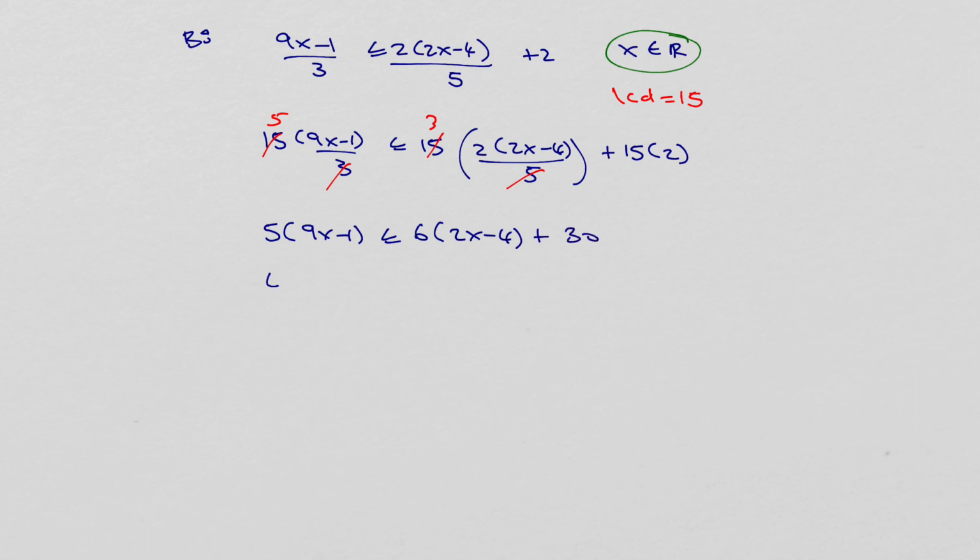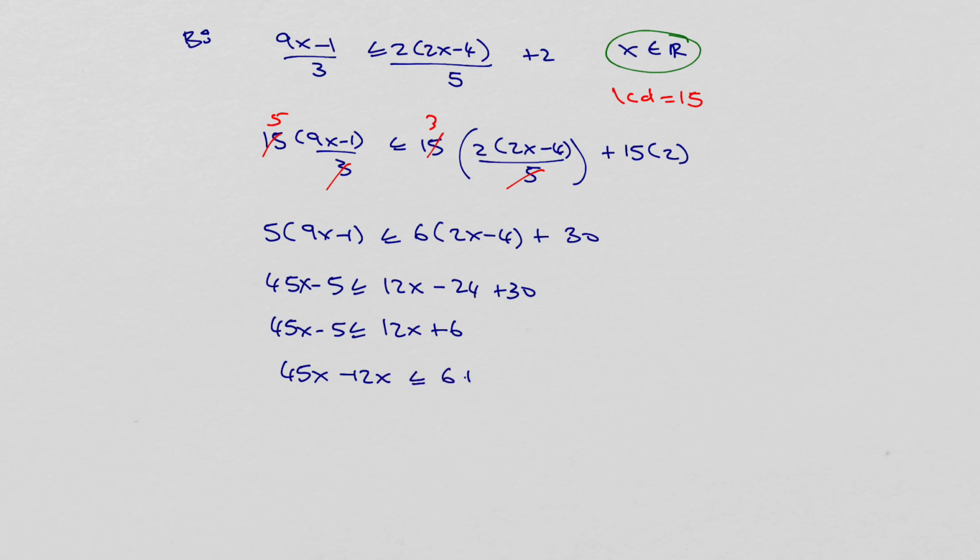So I need to get rid of my brackets. So it's 45x minus 5, less than or equal to 12x minus 24 plus 30. And that should be 45x, sorry. So then we have 45x minus 5. Adding like terms on the right-hand side, I can only add the 30 and the minus 24, so that gives me plus 6. Bringing all my x's to the left-hand side, in other words, I'm going to subtract 12x from both sides. Bringing my numbers to the right-hand side, in other words, I'm going to add 5 to both sides.